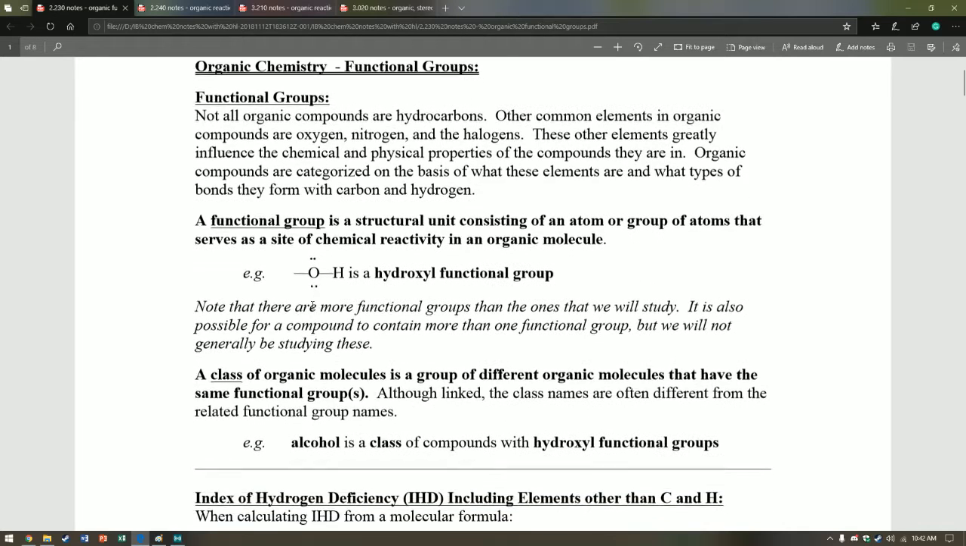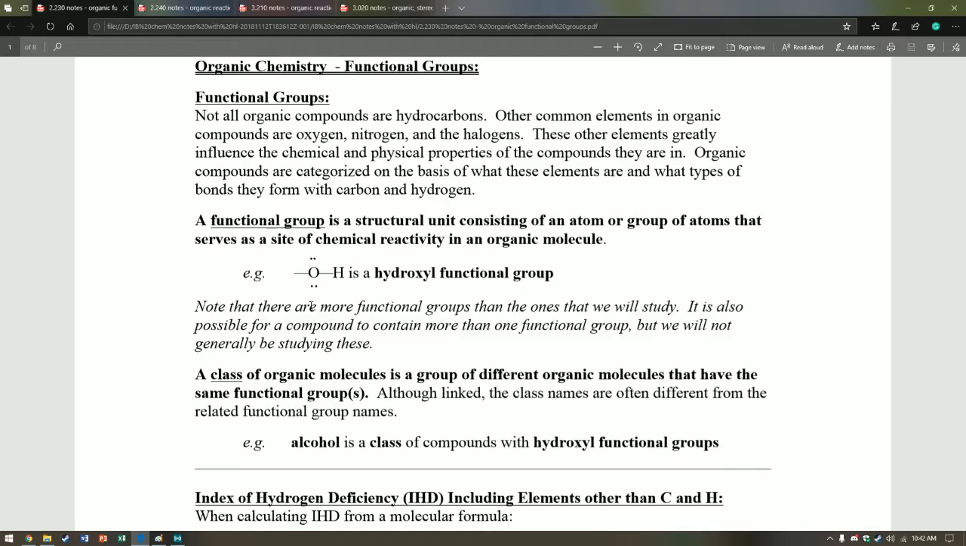In the last video, we discussed the most basic type of organic molecule, which is the hydrocarbon. Now, these are actually pretty boring, and the way we can spice things up is by adding functional groups, which are structural units consisting of a group of atoms or potentially one atom that serve as a site of chemical reactivity in an organic molecule. And in the next video, we're going to see all the different types of reactions these functional groups can do.